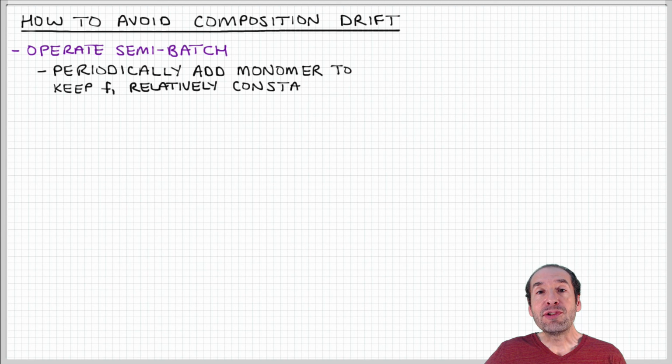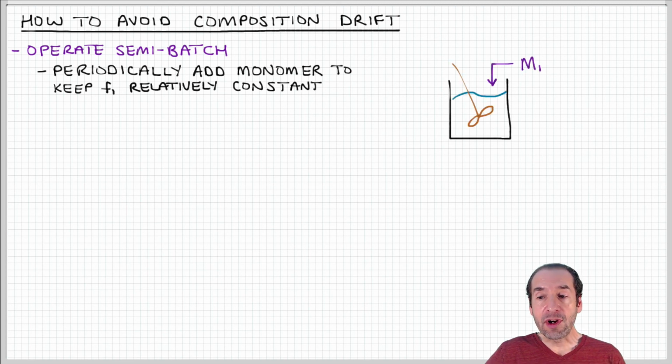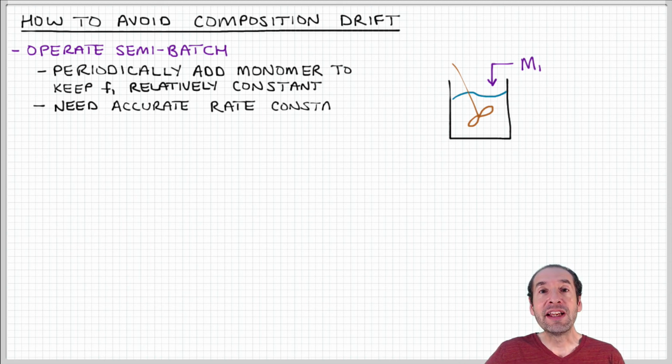One way to address this would be to operate in a semi-batch mode. So in other words, you have your reactor, you add some amount of monomer 1, and then at some time during the reaction, you add more monomer 1, so that you keep adding monomer 1 so that you maintain a relatively constant fraction of monomer 1 as it's consumed during the reaction. And this can be done.